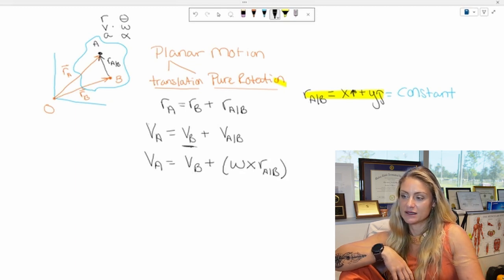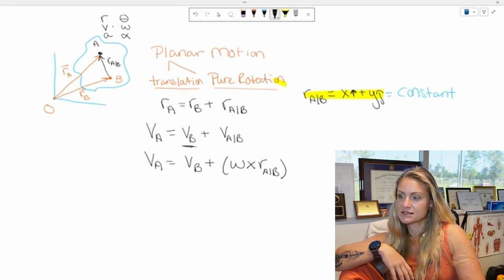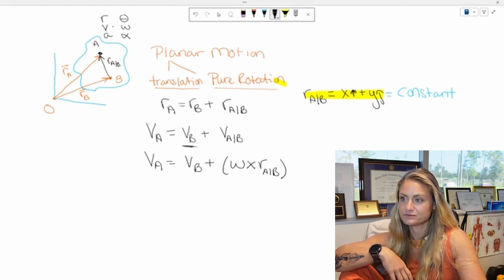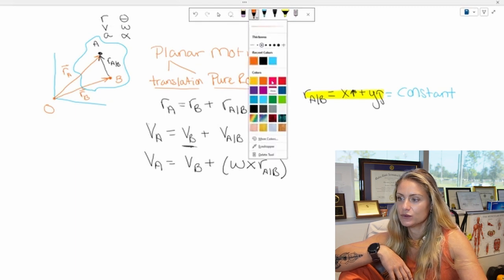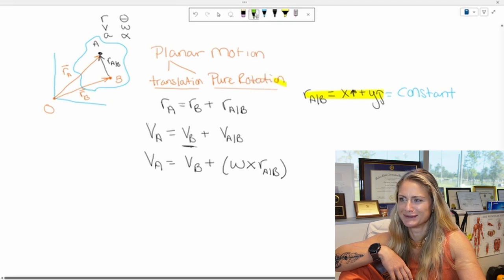I got the omega cross R with respect to AB because if I look at this position vector, let me use a different color here. We'll use, I'm recording this on Halloween, so it's gonna be spooky. I don't even know if green's spooky.